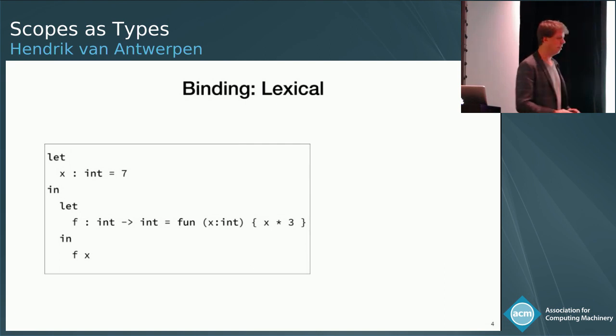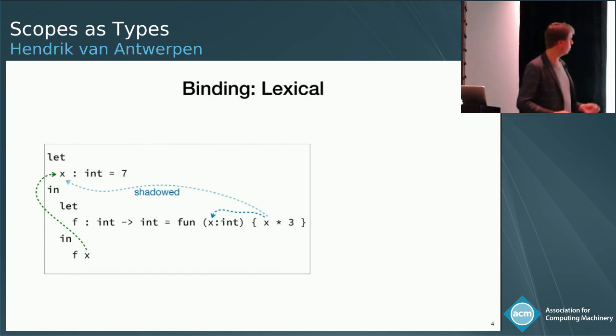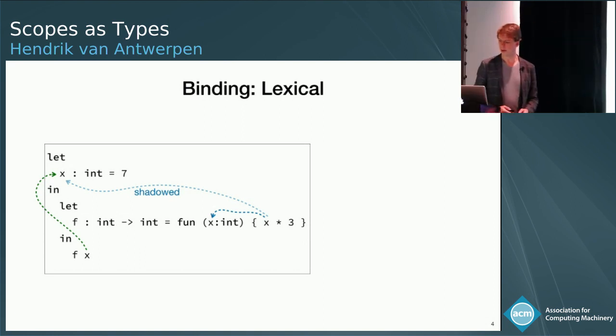So if we look at the name resolution for this example, we see that this x refers to the one from the outer binder. But there's also an x reference in the body of the function. And, well, we have two options here, right? And, of course, we expect it to resolve to the binder of the function. That means that there's some kind of shadowing going on with respect to the other binder.